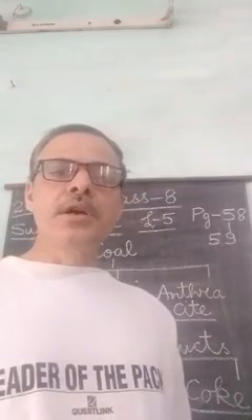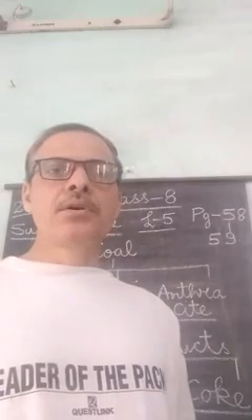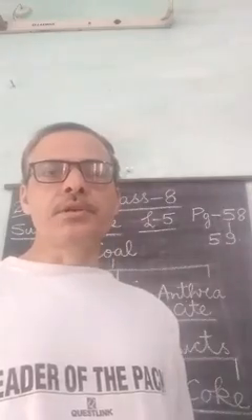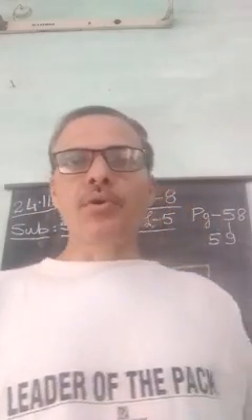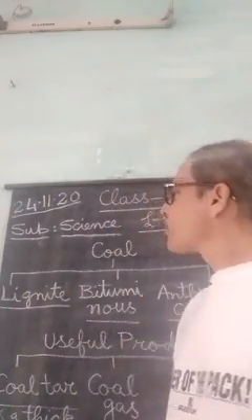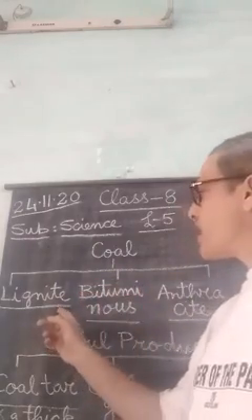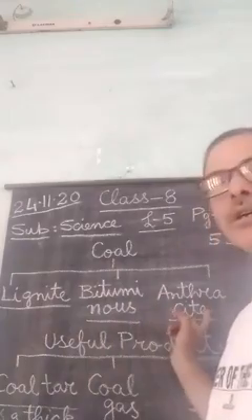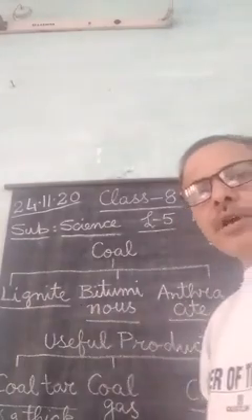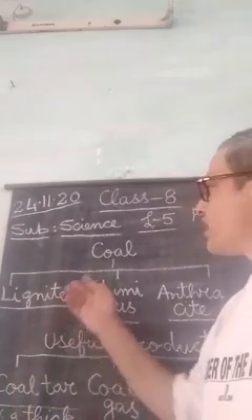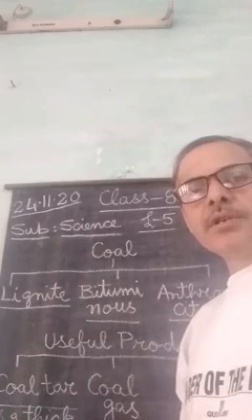The second important thing is that in nature, coal appears as a hard, black, solid, rock-like substance. Next, another important thing you should know about coal is that it is of three types. First is lignite, second is bituminous, and third is anthracite. These are the three types of coal present as natural resources, and coal is a very good example of a non-renewable natural resource.